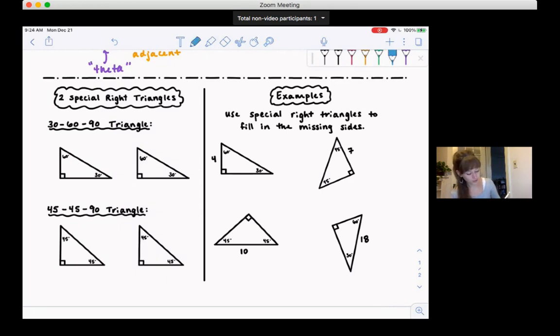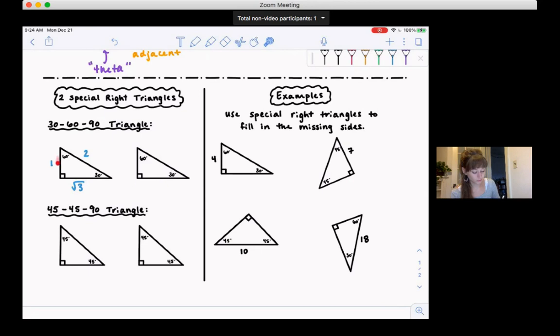So 30, 60, 90 triangles always have side lengths in this relationship. The short side across from the 30 is 1, the hypotenuse is 2, and the longer side across from the 60 is the square root of 3. All right, so this is the basic triangle. We can use this to get any 30, 60, 90 triangle.